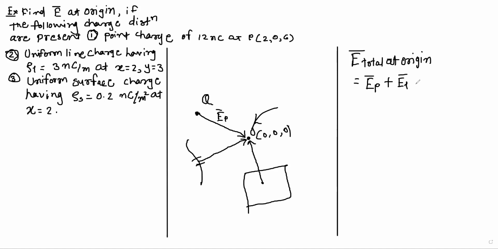EL bar plus electric field intensity. So here it would be EL bar. And you are also having this surface charge. Let us assume the electric field intensity produced by this surface as ES bar. So you are going to get ES bar here. If you add all those three components, you will get the total electric field intensity at origin. Do you understand this problem?